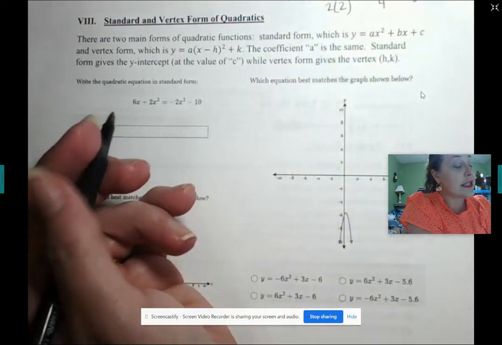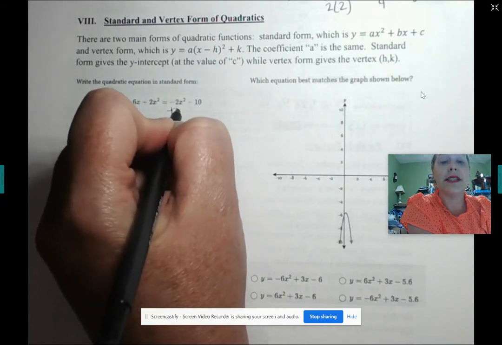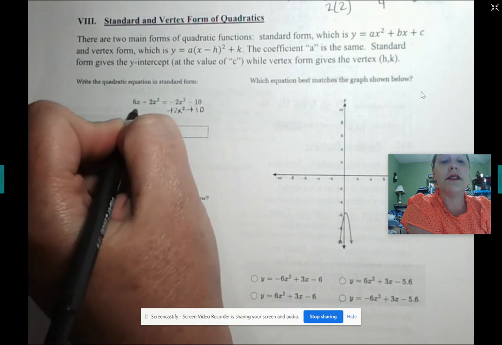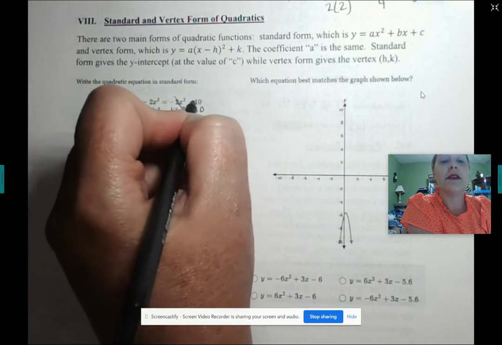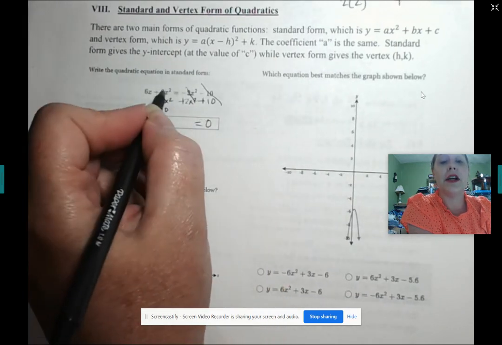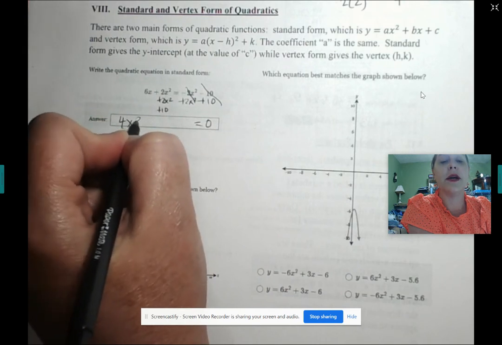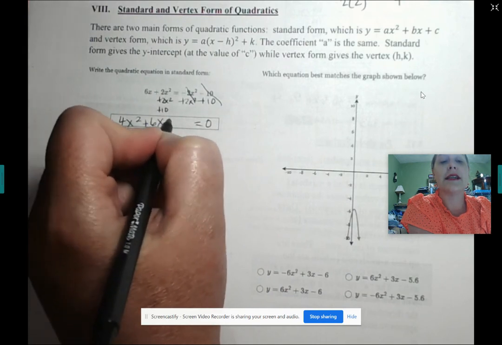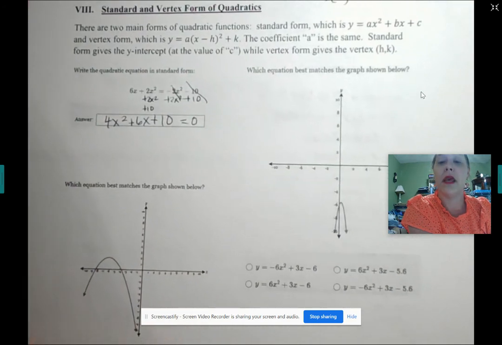So first we're going to practice just putting a quadratic into standard form, and that means everything to one side. So I'm going to move both of these over to the left side so that I have equals 0 at the end. I'm going to start with the highest power. 2x squared plus another 2x squared would be 4x squared, then the 6x, then the plus 10 that I just moved over. And that is standard form.